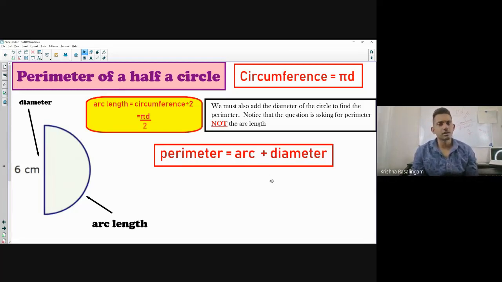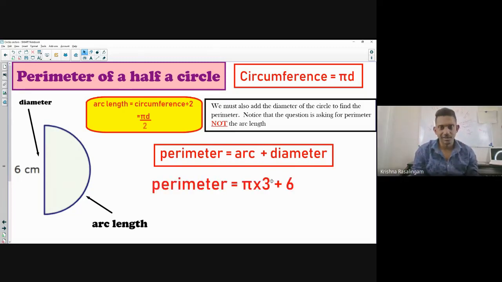Well, the arc would be half the circumference. The circumference is pi d. So we'd want half of, yeah, well done. We'd want half of 6 pi, and half of 6 pi is, yeah, 3 pi. And then we need to plus the 6 because the 6 is the length on the side that completes the shape. Remember, the perimeter is the distance around the shape. Yeah, I always imagine if I was walking around the shape, how far would I have to walk? Yeah, and you'd have to travel that distance of 6 as well.